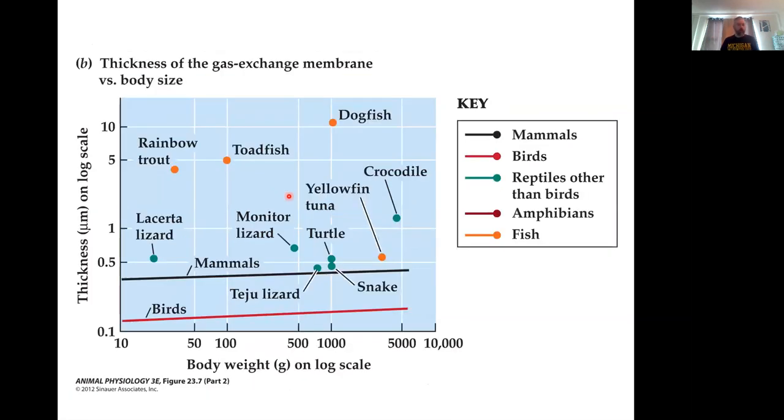The other thing we want to point out, remember the important part is that the thickness of that membrane is also very, very important. The thicker it is, the slower diffusion is going to happen. So in things that have high metabolic rates, mammals and birds, those membranes are going to be very, very thin. Things that have relatively lower metabolic rates, those membranes are going to be relatively thicker.